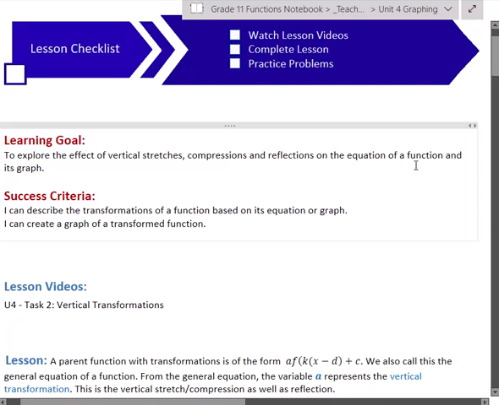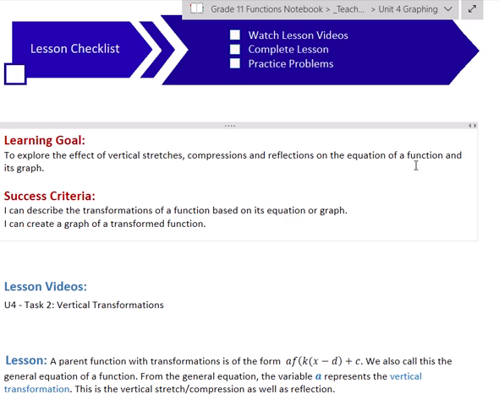This lesson will cover vertical transformations. The learning goal is to explore the effect of vertical stretches, compressions, and reflections on the equation of a function and its graph. For success criteria, you can describe the transformations of a function based on its equation or graph, and you can create a graph of a transformed function.